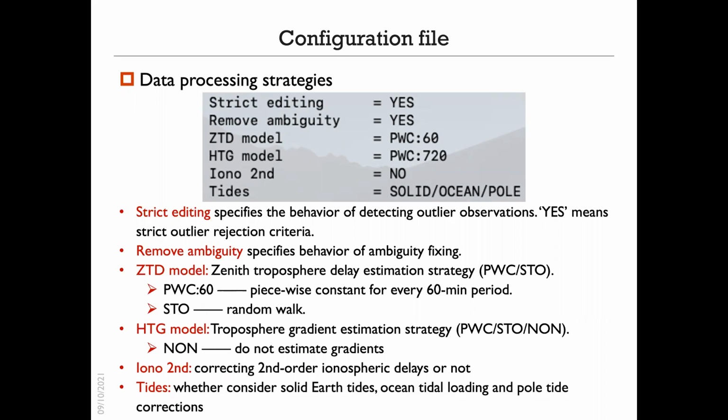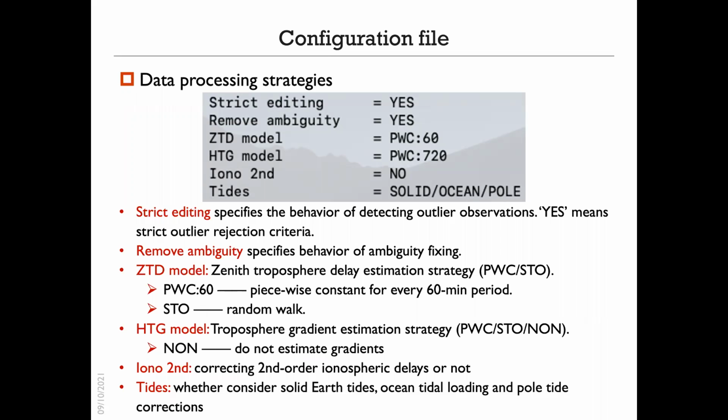And then we come to the second order ionosphere correction, this option. We're not going to talk about anything about the second order ionosphere correction here today. We can try that later on if you are interested in this. If you turn this option on, the software will download the global ionosphere map from IGS to produce the second order ionosphere corrections for your data processing.